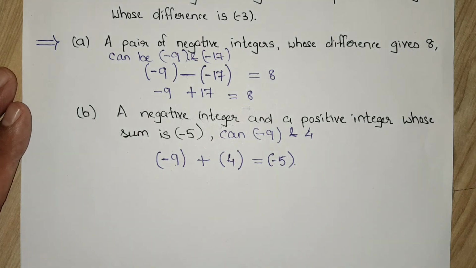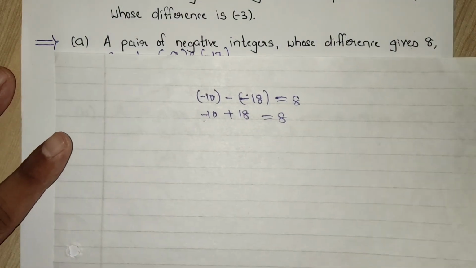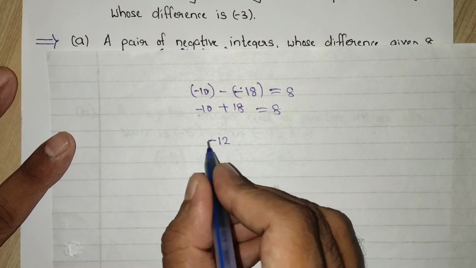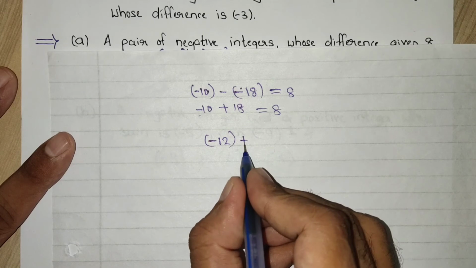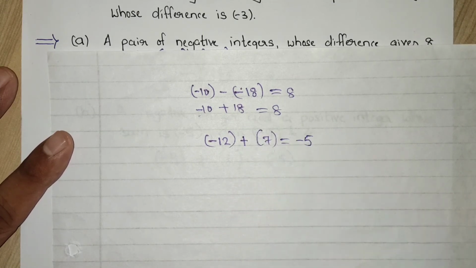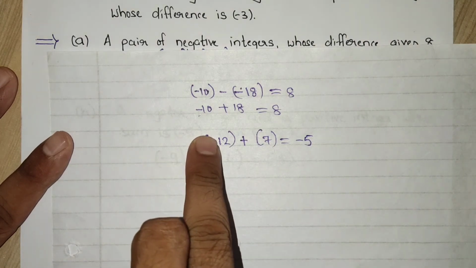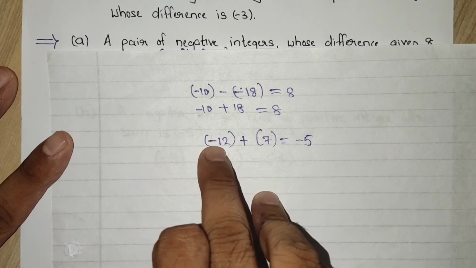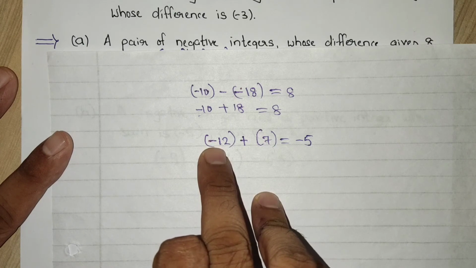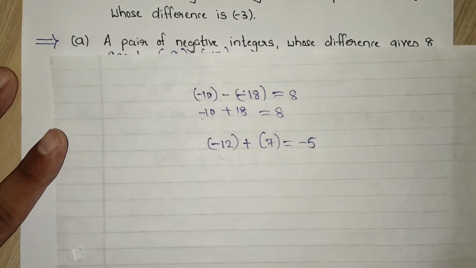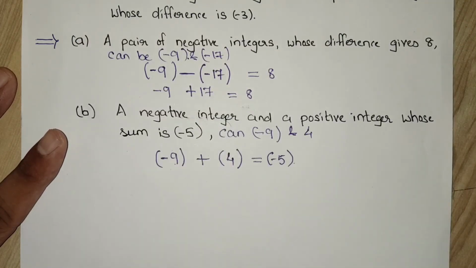Students, again it can be any number. If I am taking minus 12, I must take 7 so that I get minus 5 as result. You are supposed to subtract 12 minus 7, you will get 5, but take the bigger value as negative sign. Understood, students? So that you will get answer as minus. Hope you are understanding. Now to the third part.